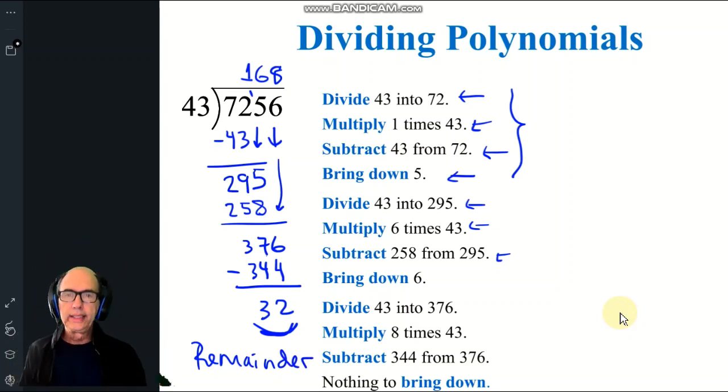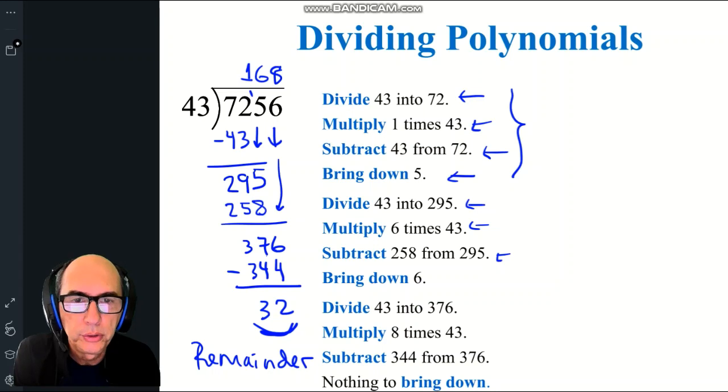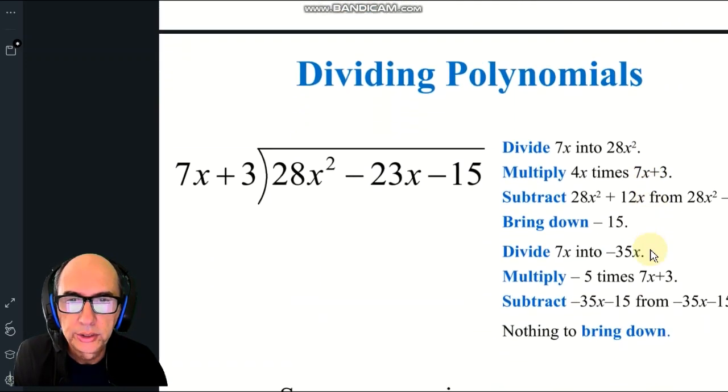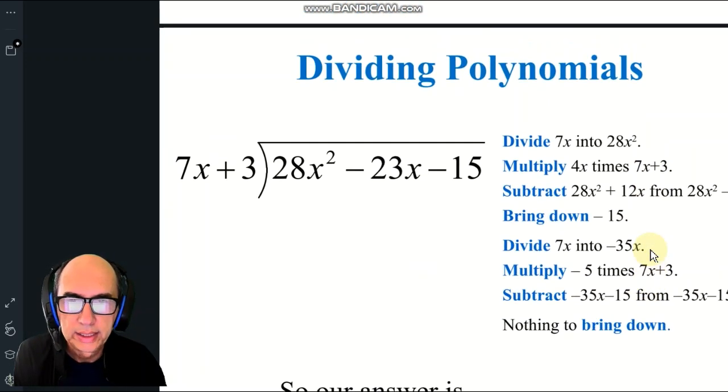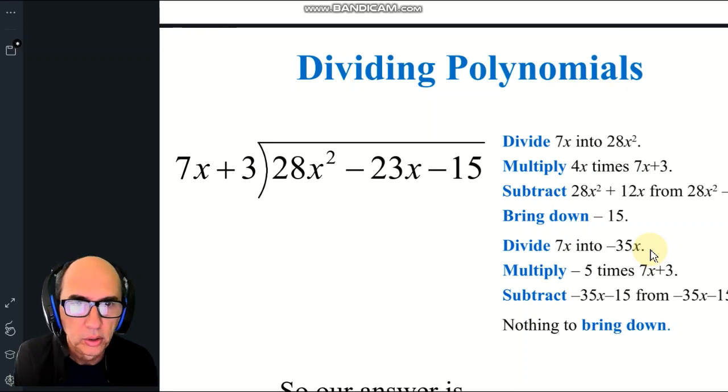We will use this same method. This is just to understand that we will use those steps as well when we are working with long division of polynomials. Let's look at this example. 28x squared minus 23x minus 15 divided by 7x plus 3. It looks scary, but no, let's do it step by step.